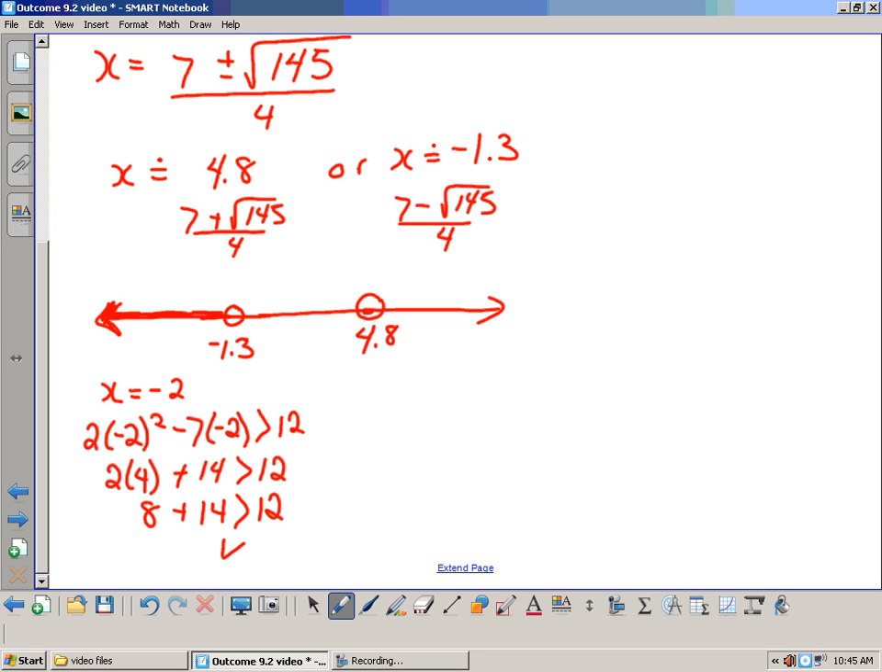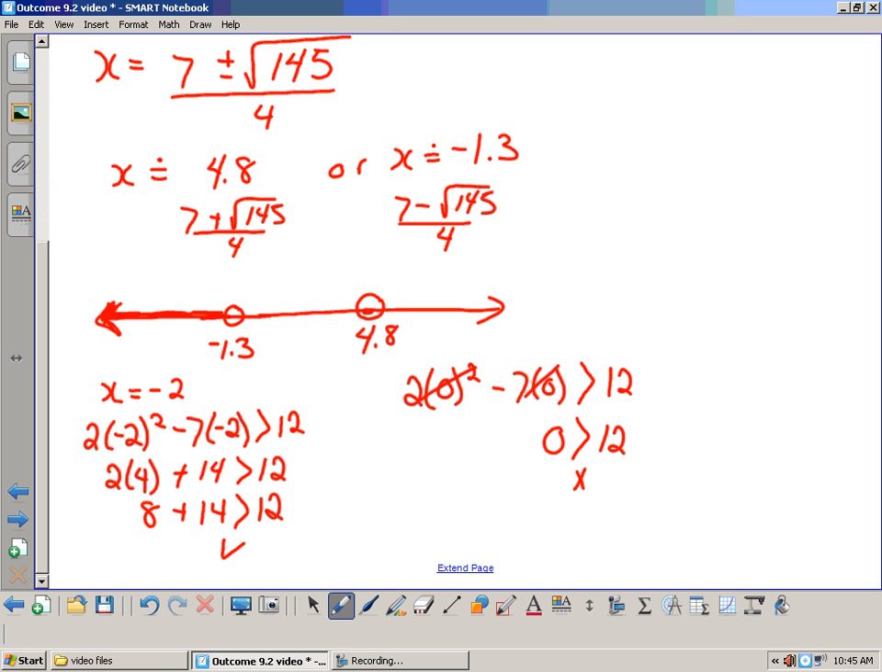We then want to check a number in between negative 1.3 and 4.8. So we'll test 0. Sorry, I substituted that into the wrong one. Let's use our original inequality. It has to be greater than positive 12. 0 squared is 0, 2 times 0 is just 0, and 7 times 0 is 0, so I have 0 is greater than 12. This one does not work.